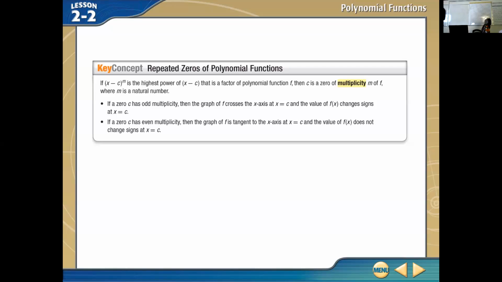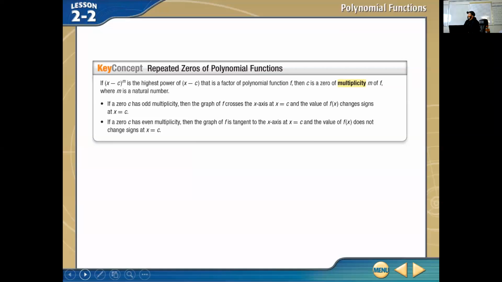If the zero c has even multiplicity, meaning that it's like x squared, like we just had in the last example, x squared, when we factored it out, has an even multiplicity because it's x squared. You're thinking about the exponents. So if it's x to the 4th that's factored out, or x to the 6th, those have even multiplicity. Then the graph of f is tangent to the x-axis at x equals c, and the value of f of x does not change signs at x equals c. So we have to think about the exponents that are associated with these.